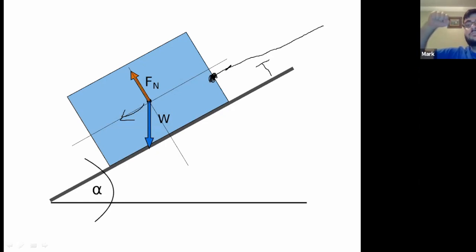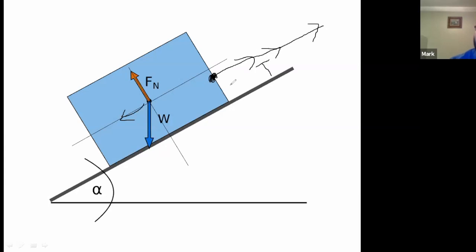So it actually ends up pulling the block up in this direction. So tension would be going in this direction in this case. It would oppose this movement, right? And tension is just the force caused by this string. Okay, and we'll get more into that in a bit.